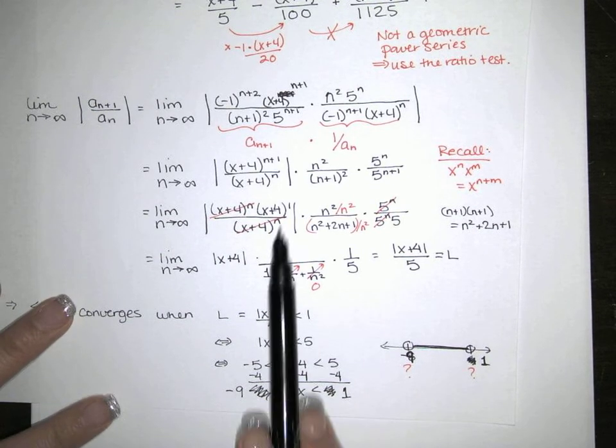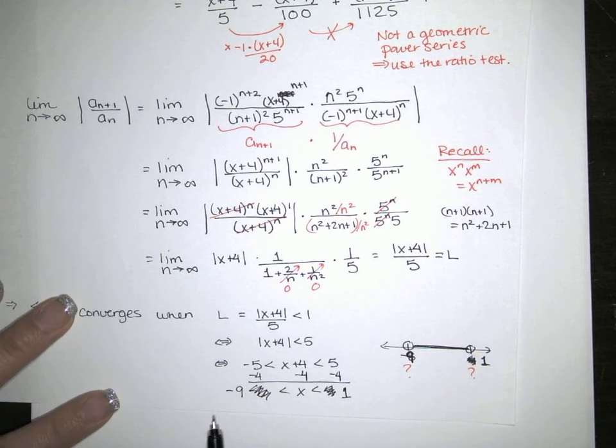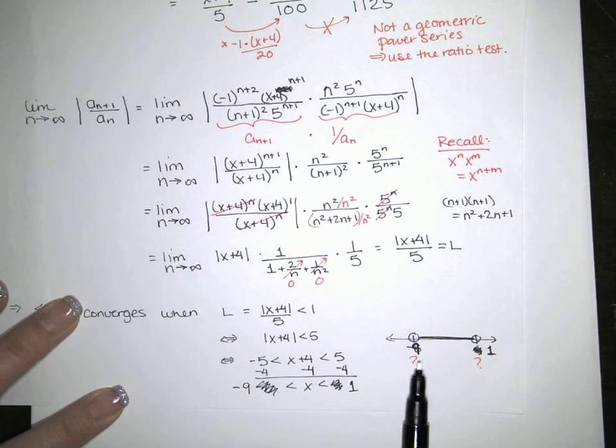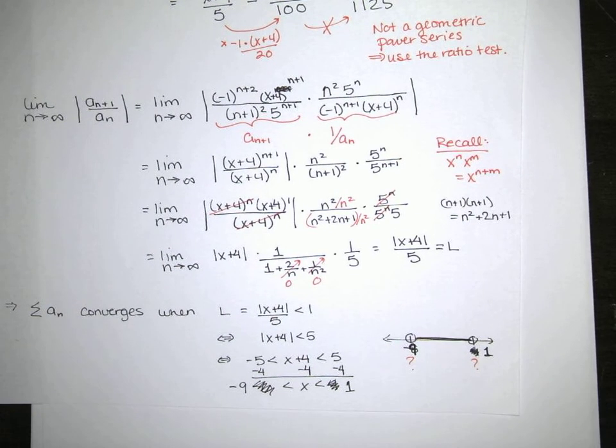I don't know why I wrote an x plus 1 there instead of an x plus 4. So the endpoints are -9 and 1, not those other endpoints that I had when I wrote down the wrong thing. Sorry about that. So my interval is -9 to 1, and now I have to test these endpoints separately. So plug in -9, plug in 1, and you'll see whether this series converges. You've got to test them using other tests from earlier in the chapter.